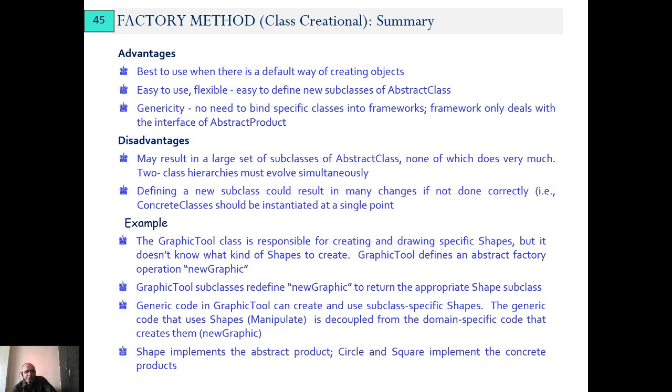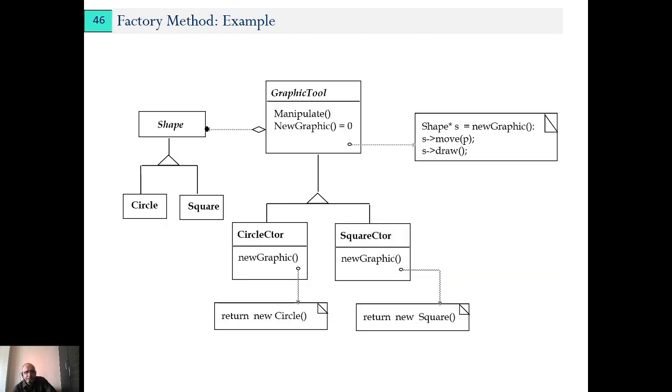So the advantage is it is best to use when there is a default way of creating objects. Genericity, no need to bind the specific classes because you are going through the interface. Disadvantages, it may result in a large set of subclasses of abstract classes. So you can have multiple things indicating multiple diversionary kinds of interfaces and multiple instances will be there. And what about the maintenance then? That would be the question mark.